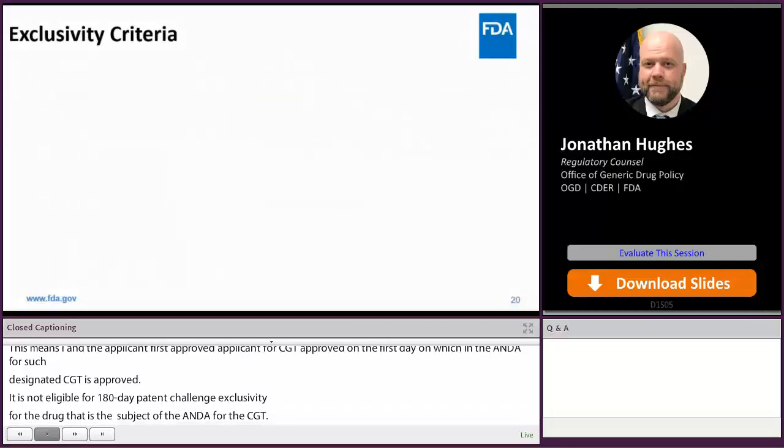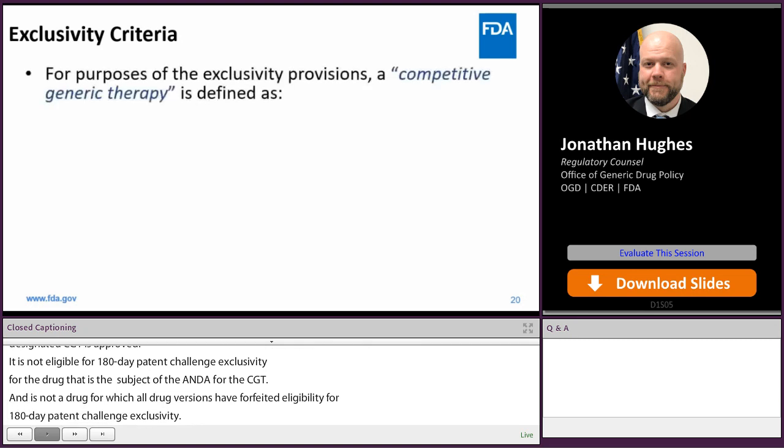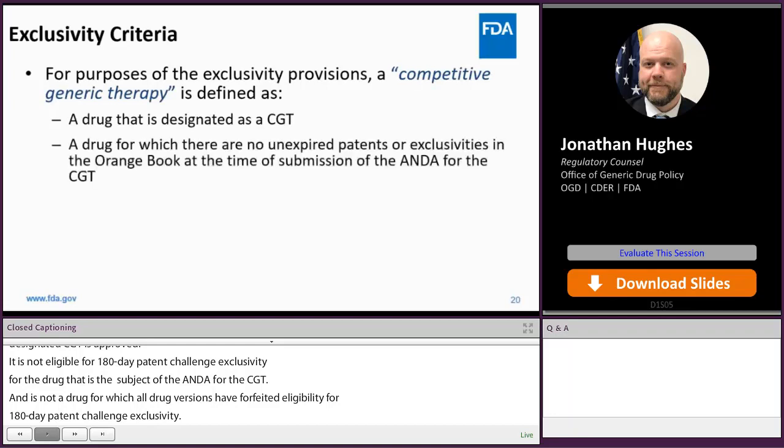When we're talking about the exclusivity criteria, a competitive generic therapy is defined as a drug designated as a CGT, which we mentioned in the first half of the presentation, how to receive CGT designation for your application. It's a drug for which there are no unexpired patents or exclusivities in the Orange Book at the time of submission of your application.